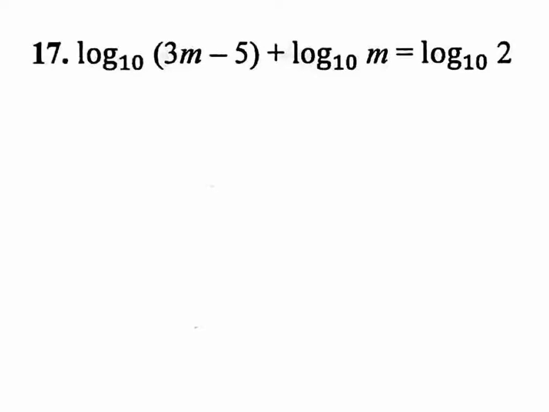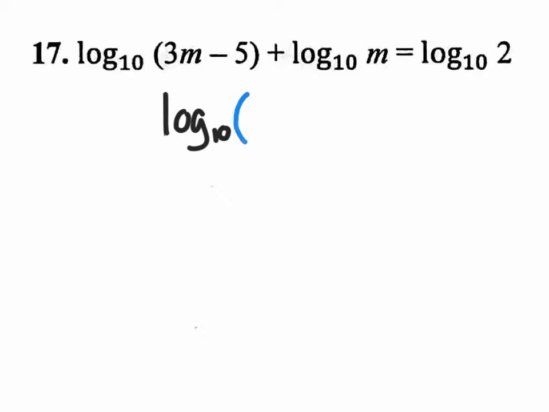We're going to apply the product property first because there's a plus sign right here. So we're going to use the product property to condense. I want to take these two common logs and make them one single common log. So we're going to have a common log base 10, and what we're going to do is write this times this together in parentheses.